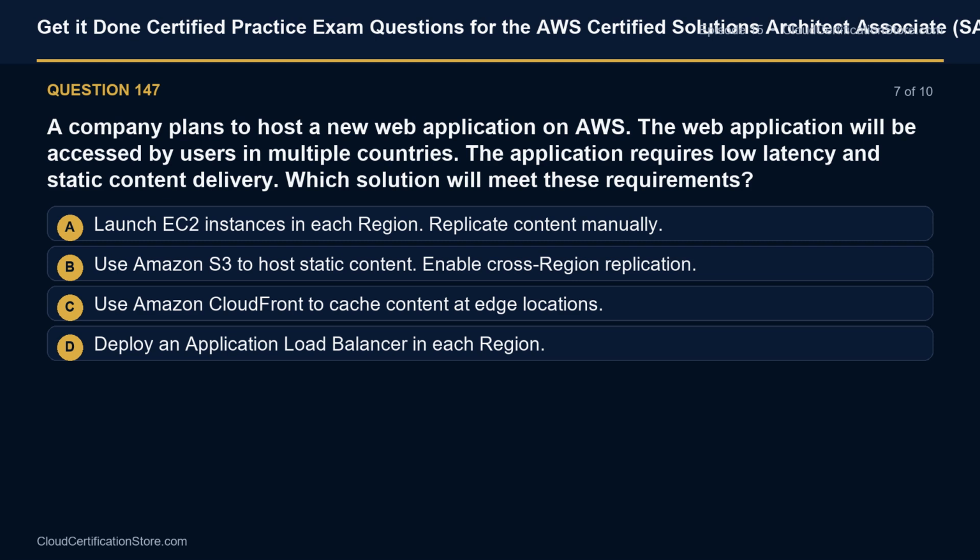Option A. Launch EC2 instances in each region. Replicate content manually. Option B. Use Amazon S3 to host static content. Enable cross-region replication. Option C. Use Amazon CloudFront to cache content at edge locations. Option D. Deploy an application load balancer in each region.